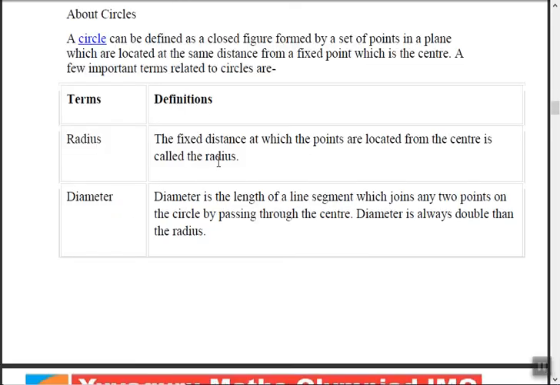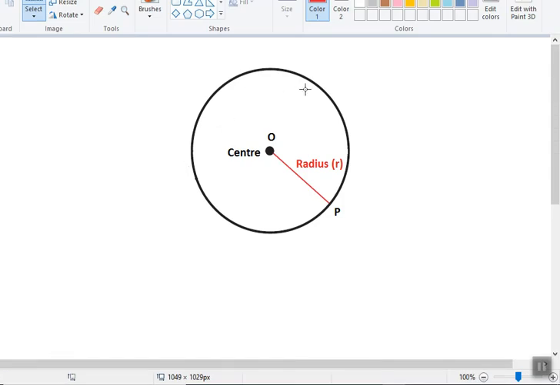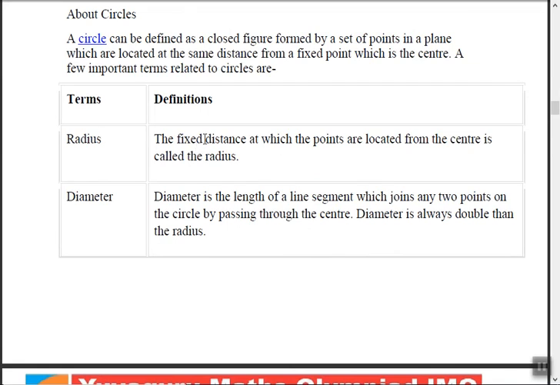Now circle. A circle can be defined as a closed figure formed by a set of points in the plane which are located at the same distance from a fixed point called the center. Means what? See this: a set of points at the same distance from the center. All the points are at the same distance, and this distance is called the radius. Now what is radius? The fixed distance at which the points are located from the center is called the radius.